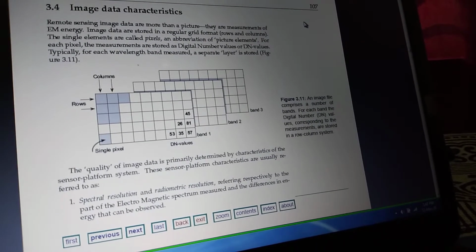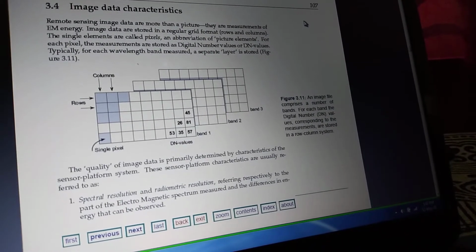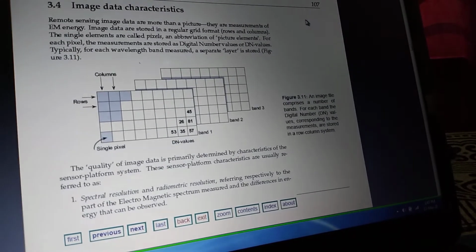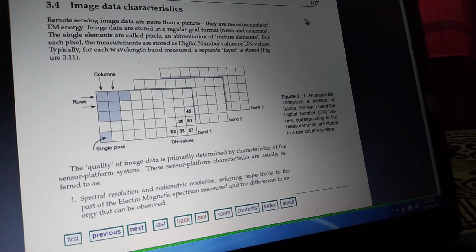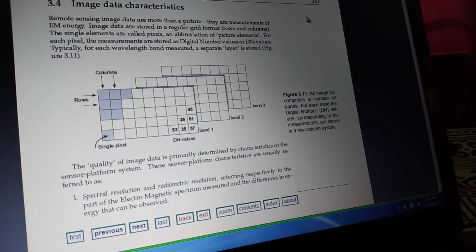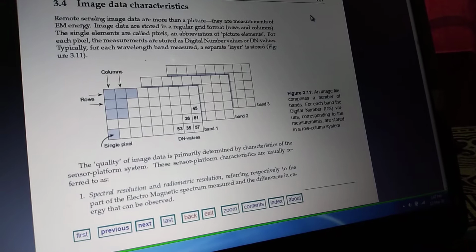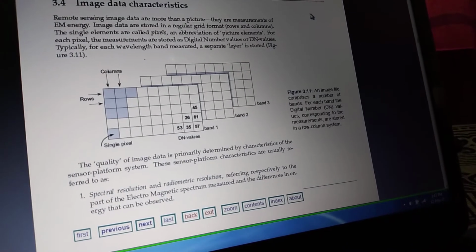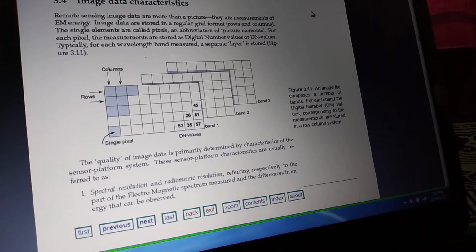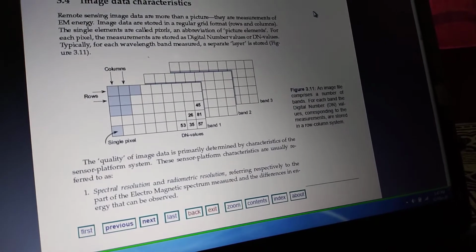And grid means a combination of rows and columns. The single elements are called pixels, an abbreviation of picture elements. That means pixels or dot cells are terms related to image processing or image sensing. For each pixel, the measurements are stored as digital number values, or basically the small form is much more popular, that is called the DN values.